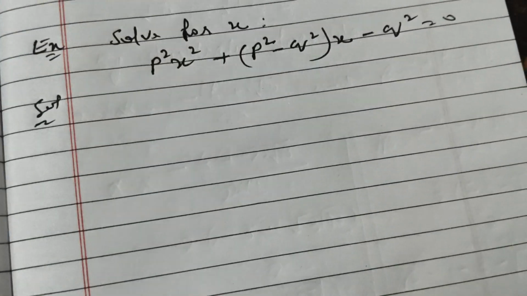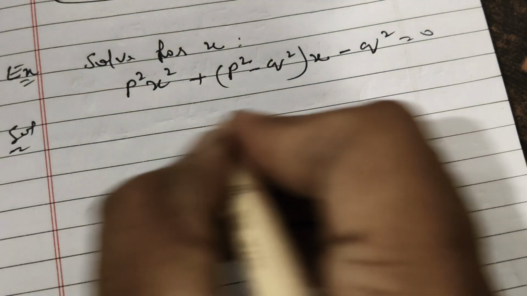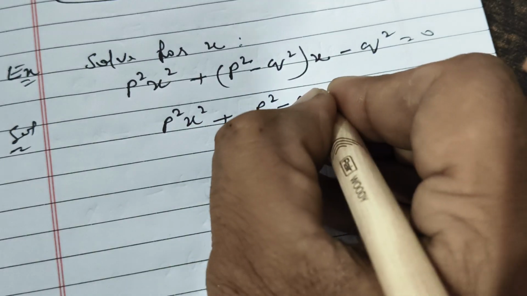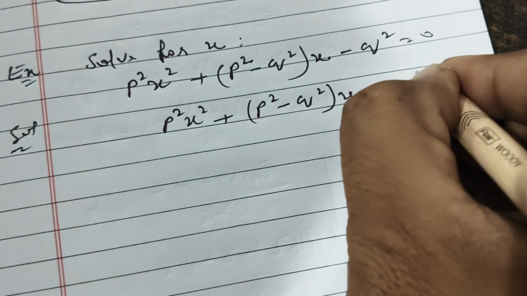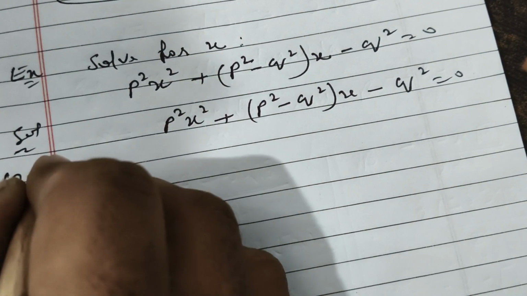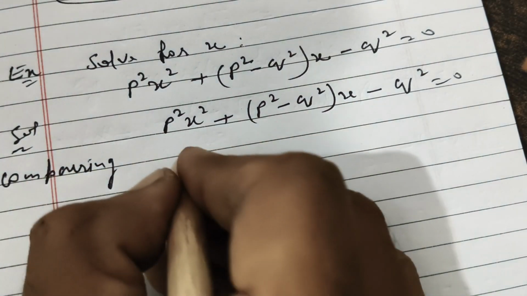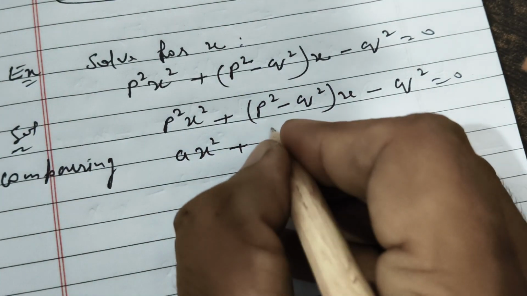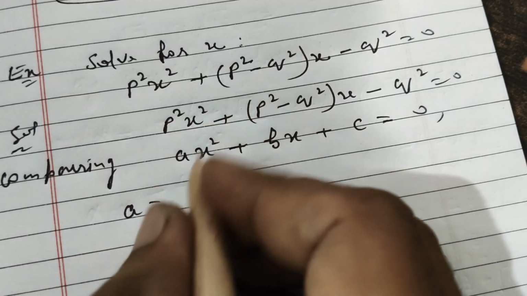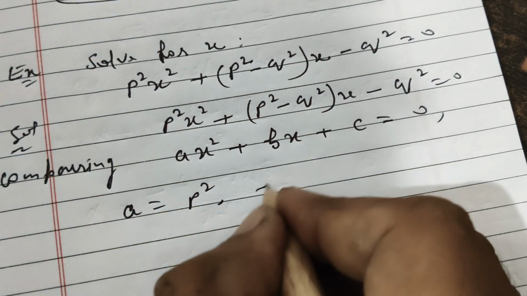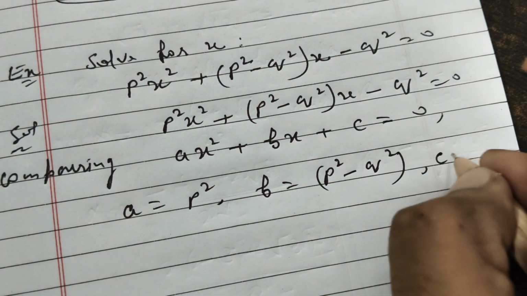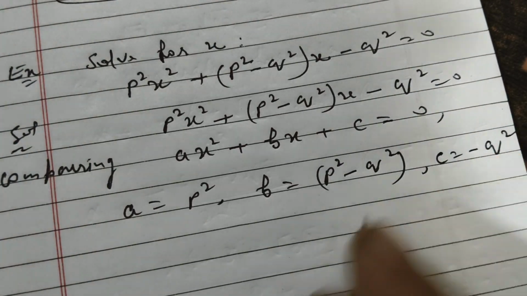Solution. p²x² + (p² − q²)x − q² = 0. First we will compare it with ax² + bx + c = 0. We get a = p², b = p² − q² and c = −q².